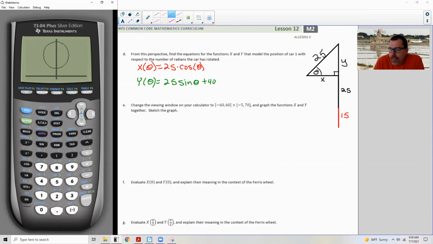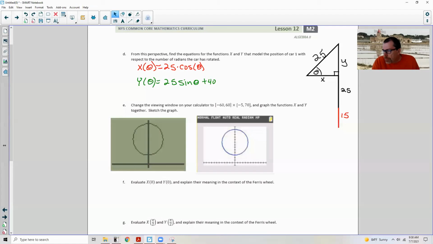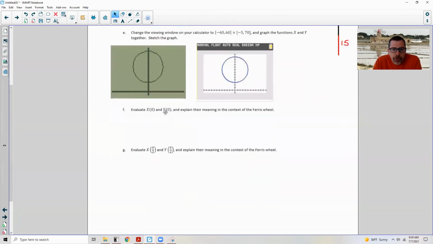So then it says to sketch that graph. Okay, so there's what it would look like taken from the TI-84 Plus, and this one from the CE edition. All right, F, evaluate x of 0 and y of 0 and explain their meaning in the context of the Ferris wheel.